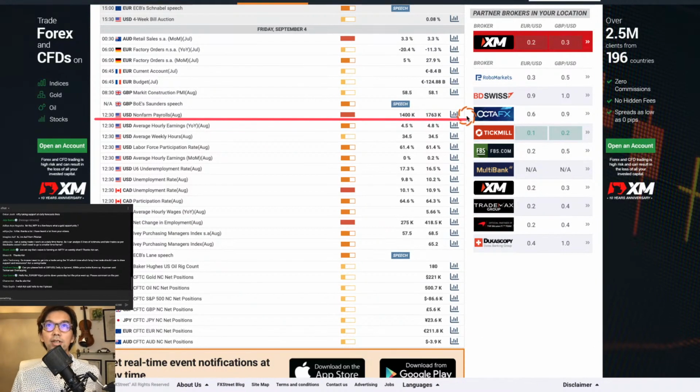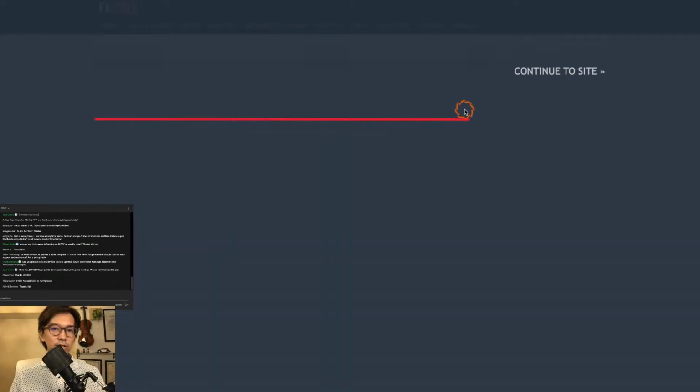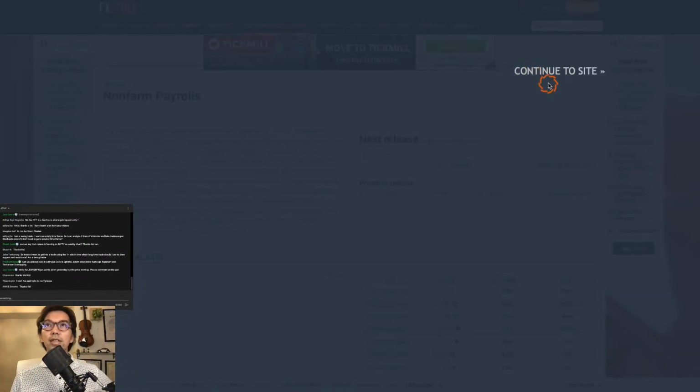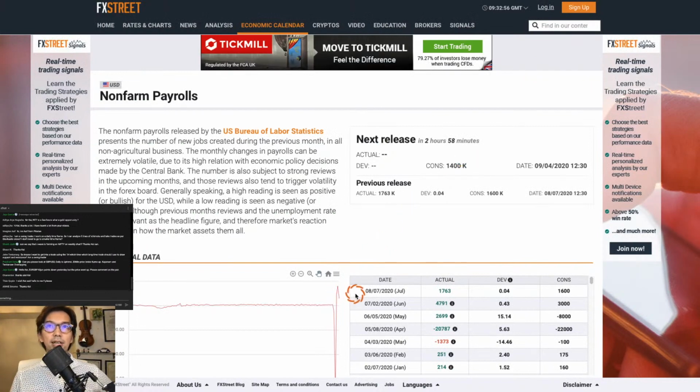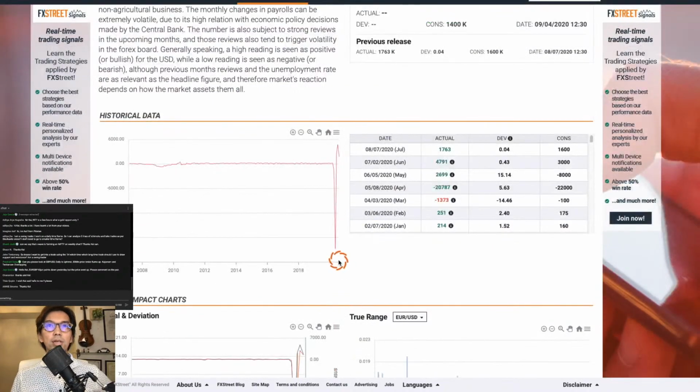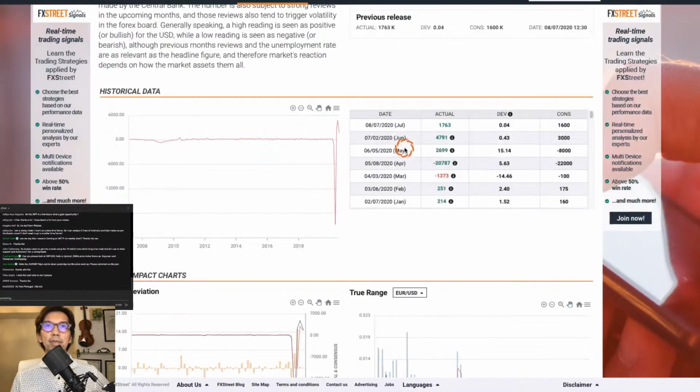Hold on, let me see the history. Oh yeah, I think we can see the history, but I don't think it's going to help because there was a big spike down and up. As you can see here, the reports history. There was a big spike, obviously on this day, May 8th, and then it spiked upwards, and it looks like this is moving bullish. But the previous month was 1763, deviation at 0.04. It was pretty close to the consensus, but I'm not sure about this time.